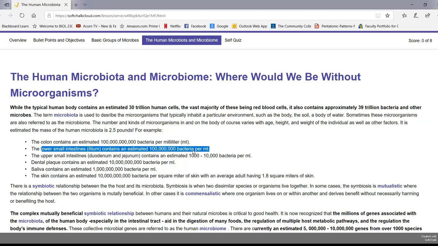But the area of the body that really teems with microorganisms and constitutes the majority of the microbiota in our body is actually the colon. The colon has approximately 100 billion bacteria per milliliter. We think of that in terms of feces. A milliliter would weigh about a gram. A gram is about the weight of a paperclip. And so some feces that weighs about what a paperclip would weigh would have about 100 billion bacteria. And so that's where we find the vast majority of these 39 trillion bacteria.